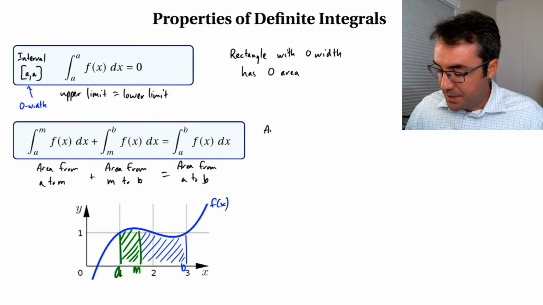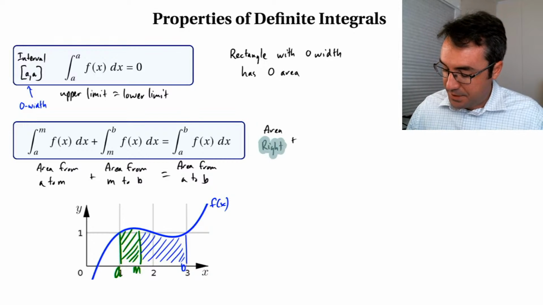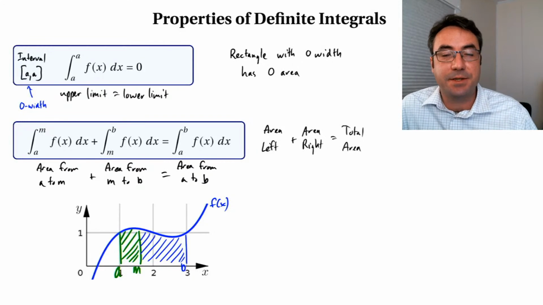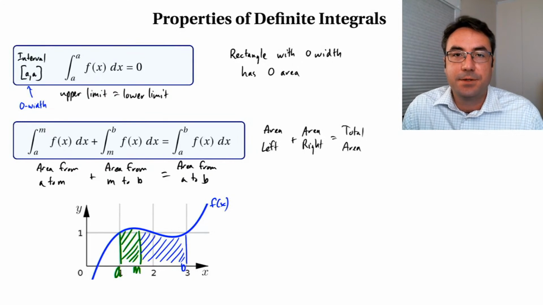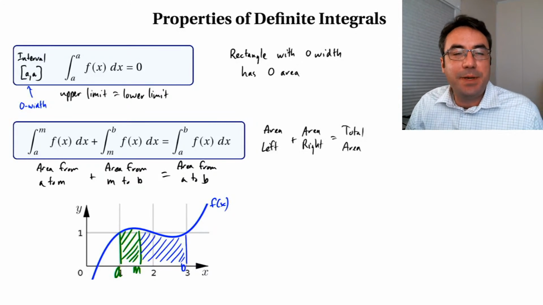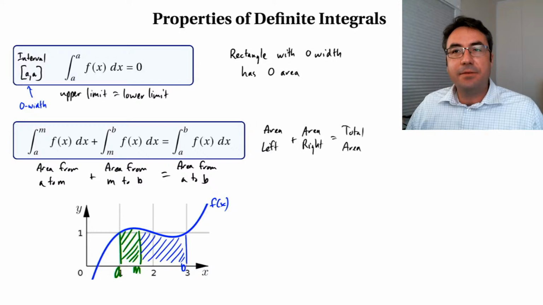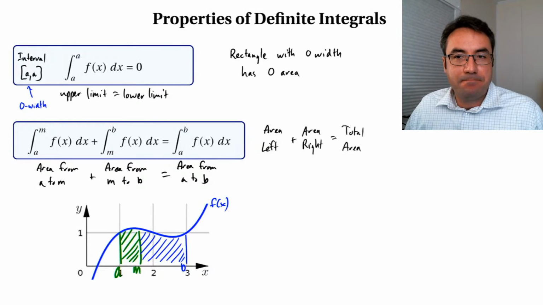So another way to think of this is it's the area of the left piece plus the area of our right piece, and it just gives us the total area here for this non-negative function. So you can just kind of split up your region into little pieces, calculate the area of each of those little pieces, and then just add the areas together. So that seems pretty plausible. A lot of these definite integral properties make sense if we think of them in terms of area.